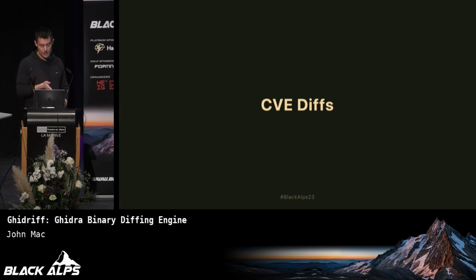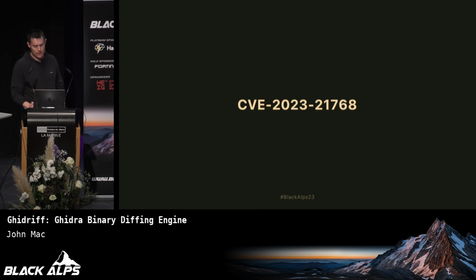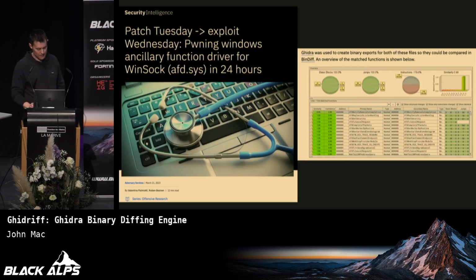If you're looking at CVEs, and this is primarily what I'm using this for, we'll demonstrate here how this can be useful. Earlier this year, there was a CVE, 2023-21768, and there's a great blog post on it by Valentina and Ruben from IBM. There is Patch Tuesday, Exploit Wednesday. That's the idea that every Patch Tuesday, the CVEs are patched for Windows, and by Wednesday, you can reverse engineer those and be exploiting them. And this was an example blog of them actually doing that.